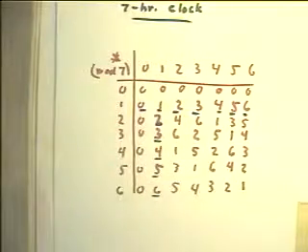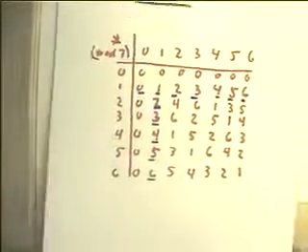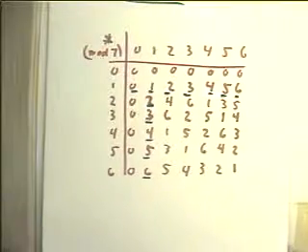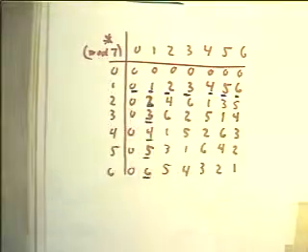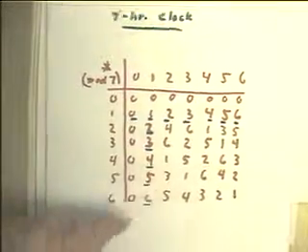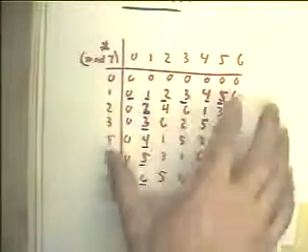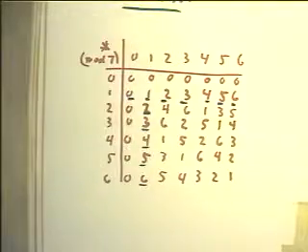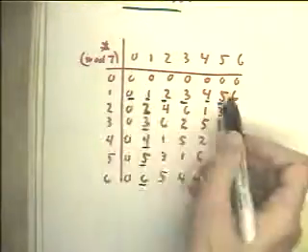Here we have a 7-hour clock, and we're going to look at some of the properties of multiplication for 7-hour clocks. So here's a table of multiplication for a 7-hour clock. Now I've just written the table down. You can figure out the table. If you could figure out the 5 and the 6, you could figure out the 7.